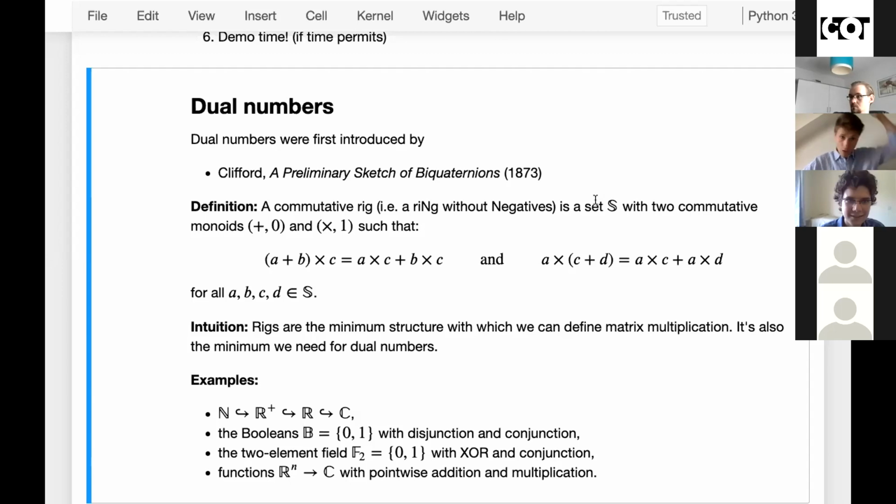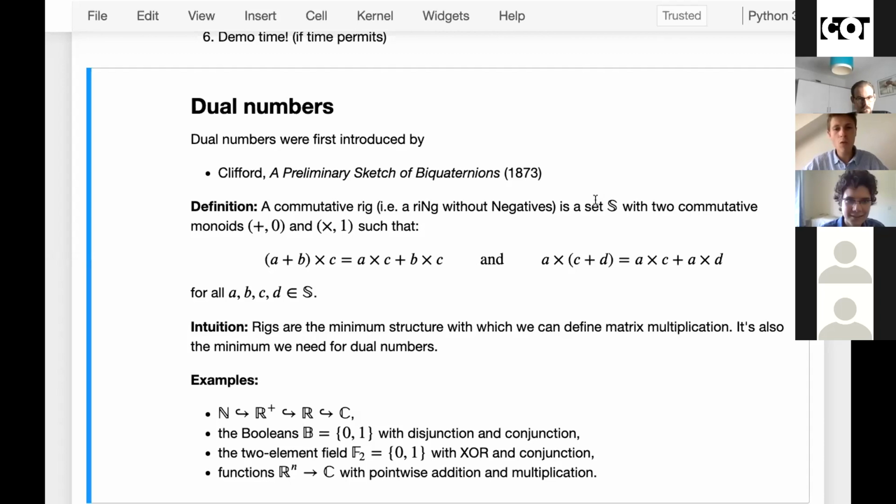So what's the intuition for rigs? Well, they're the minimum structure with which we can define matrix multiplication, and they're also the minimum we need for defining a notion of dual number. So what are the examples of rigs? Well, the natural numbers are the free rig on one element. Another example would be the non-negative reals. And then any field is also a rig, so the reals or the complex numbers would be a rig.